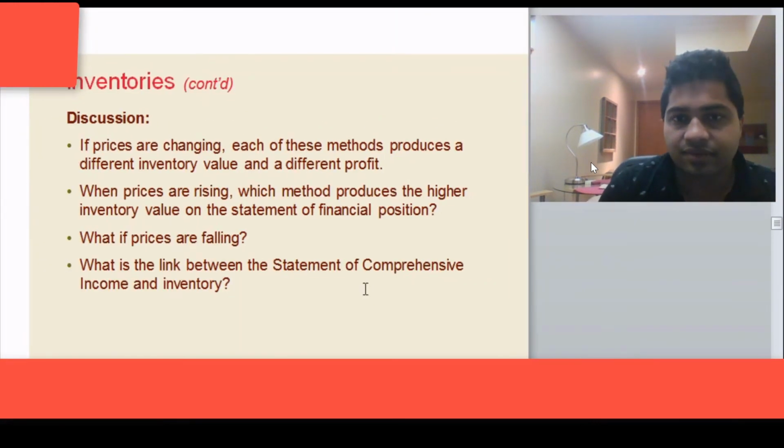If the prices are changing, each of these methods produces a different inventory value and a different profit. When the prices are rising, FIFO produces the higher inventory value on the financial position. When prices are falling, FIFO produces lesser value.